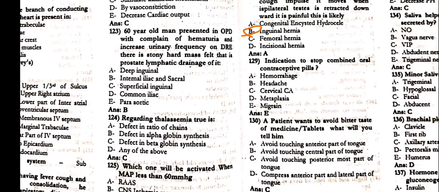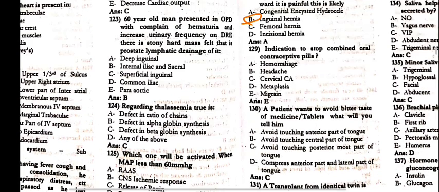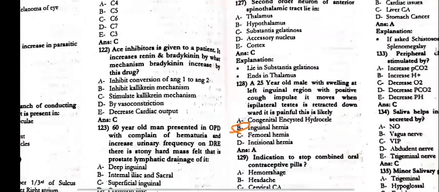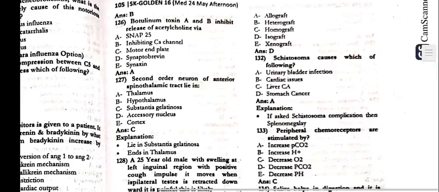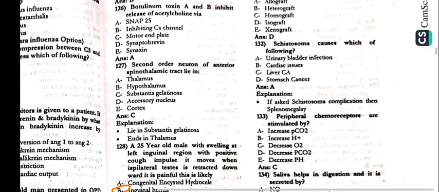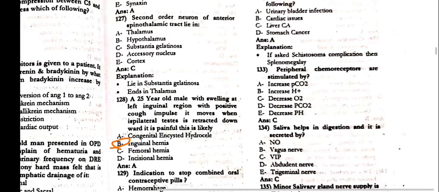124, regarding thalassemia, true is the defect in the beta globin chain. 125, which one will be activated when the MAP is less than 60 mm of Hg? That is basically the CNS ischemic response. Next, 126, botulinum toxin A and B inhibit the release of acetylcholine, while SNAP25. The second order neuron of the anterior spinothalamic tract lies in the substantia gelatinosa.